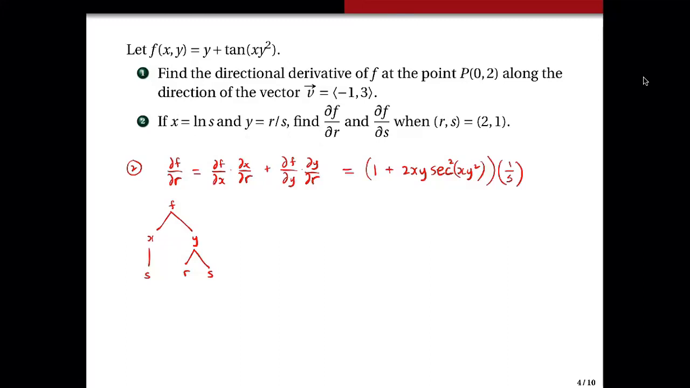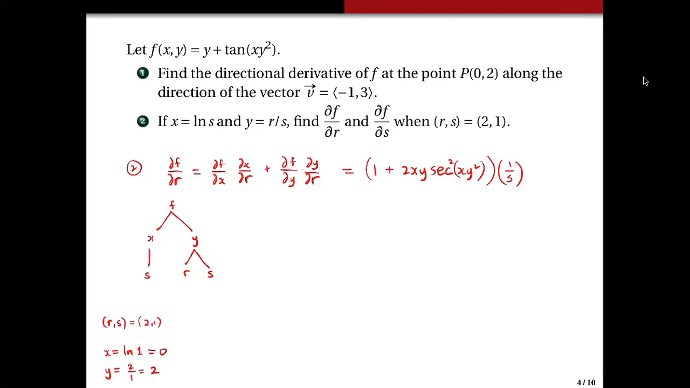And then in here, r comma s is equal to 2 comma 1, which means that your x, that's ln of 1, is equal to 0, and your y is 2 over 1, which is equal to 2. So you have the point 0 comma 2 again for x and y.